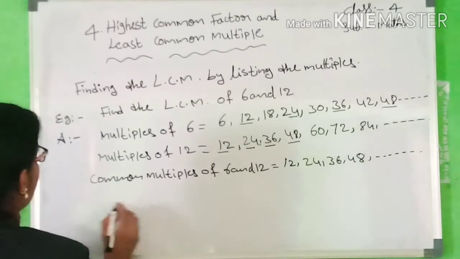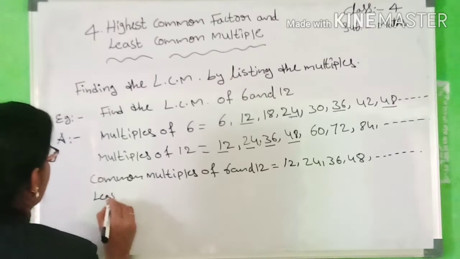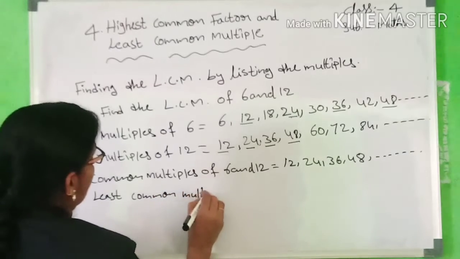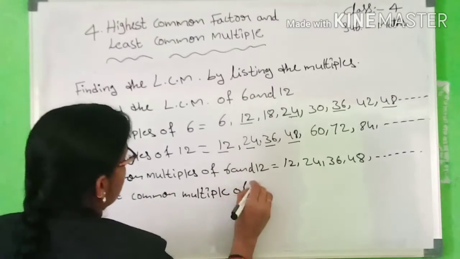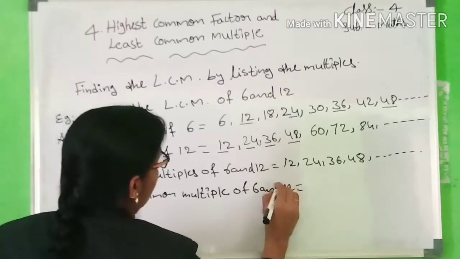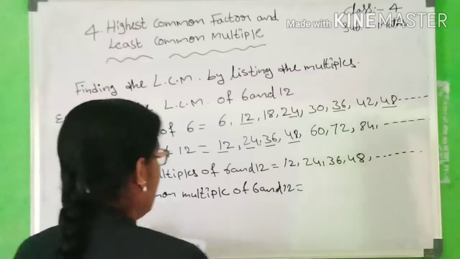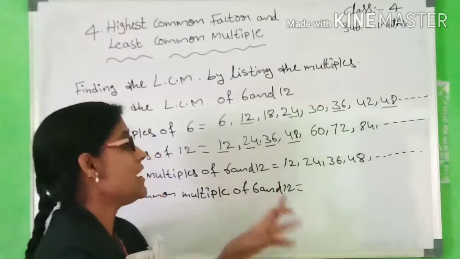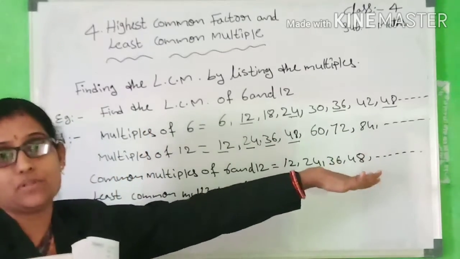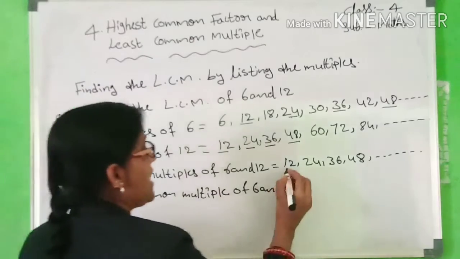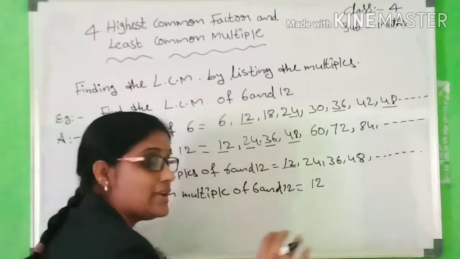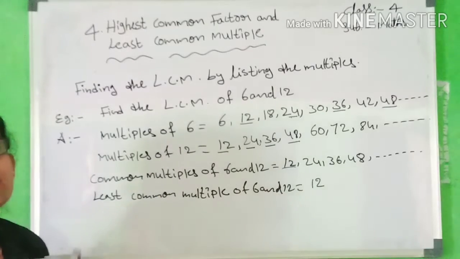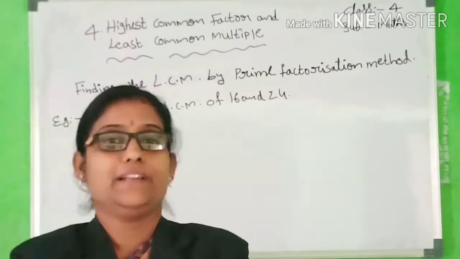Okay children. Next, least common multiple of 6 and 12. Among the common multiples, you have to write which one is smaller. We found the common multiples 12, 24, 36, 48. Which one is smaller, children? Yes, 12 is smaller. So the LCM of 6 and 12 is 12. Note this one.